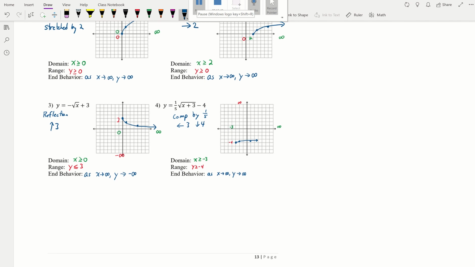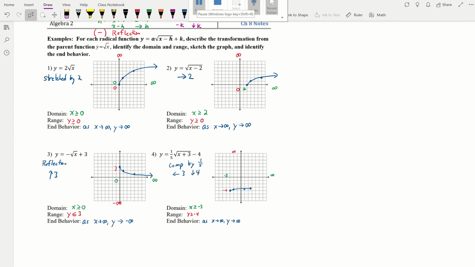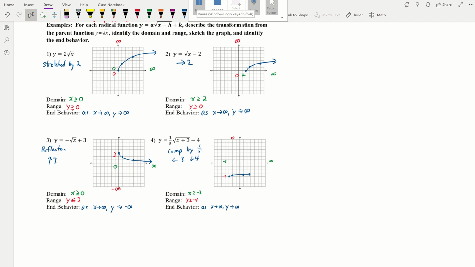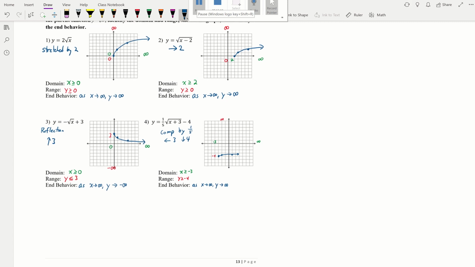All right, so that is how we can take the square root function, the parent function, and apply the transformations to graph. So you're always going to have an endpoint, and for us, our graphs for square root functions will always go to the right. There are transformations that would cause it to go the other direction, but we will not be doing that this year.